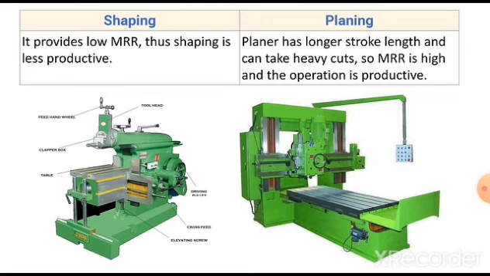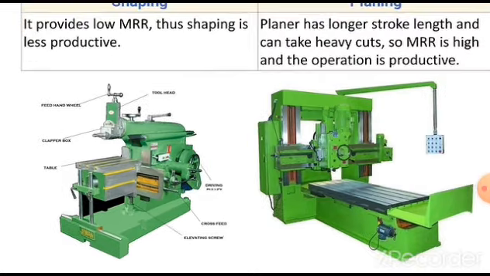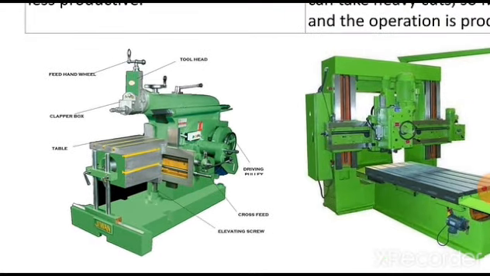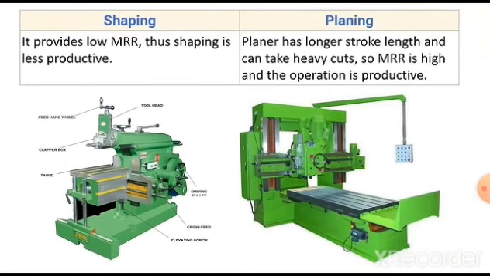Next point, it provides a low material removal rate, thus shaping is less productive. Here, as the table of this machine is very small, it ultimately affects the material removal rate because we can fix only a small job over this machine. Again, we can fix only one cutting tool over here, and that reduces the material removal rate of the shaper machine. So the shaper machine provides a low material removal rate, thus shaping is less productive.